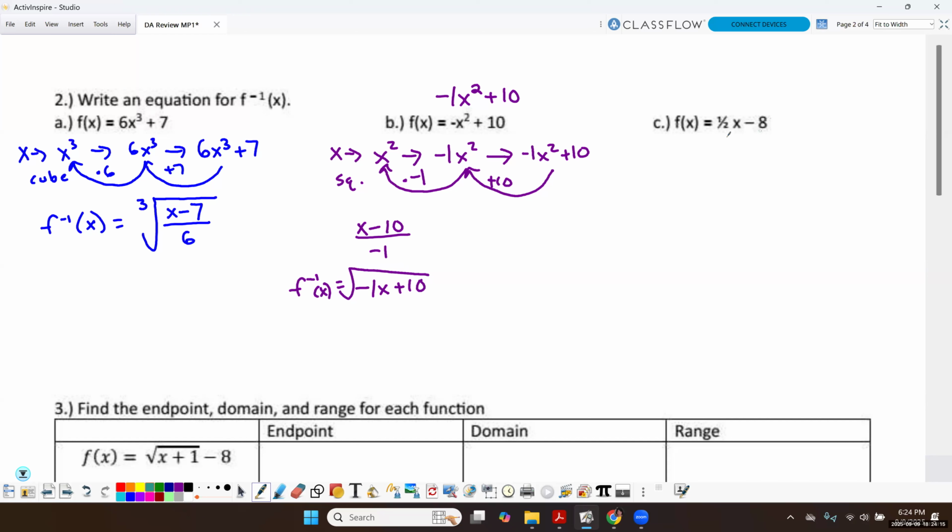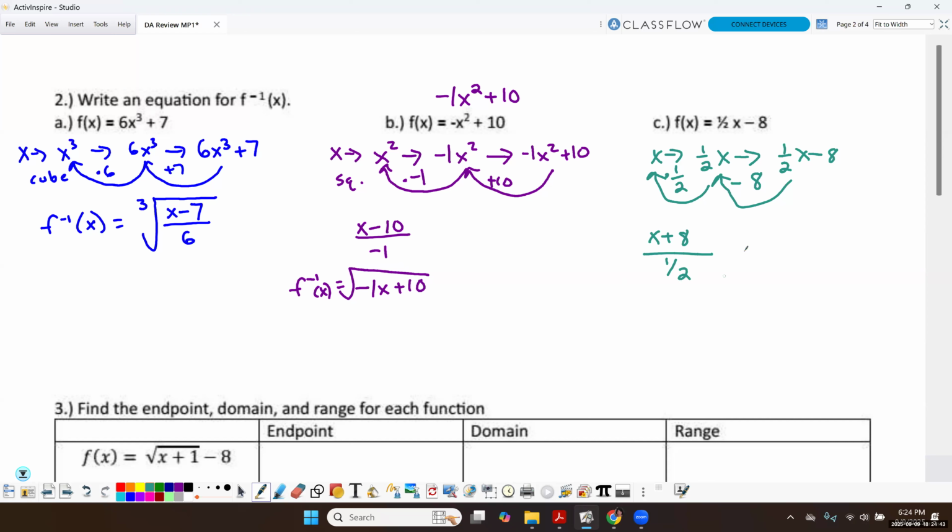For letter C, it's a pretty simple equation. The first thing we would do to x is multiply it by 1/2. And then we would subtract 8. When we undo that, ooh, that was wiggly. The first thing we would do is add the 8. And then we would divide by 1/2.